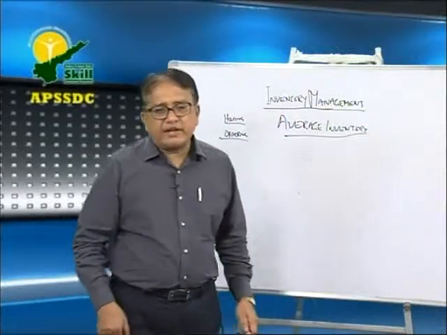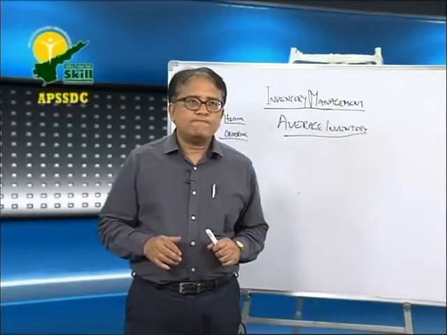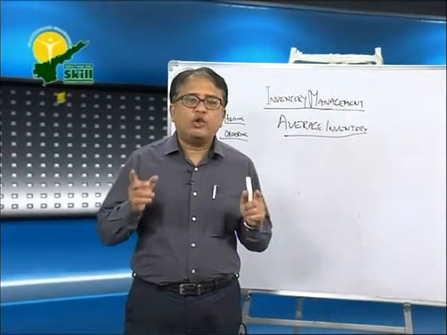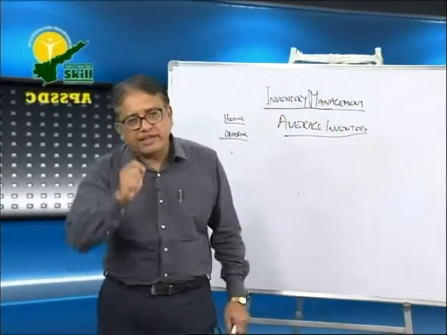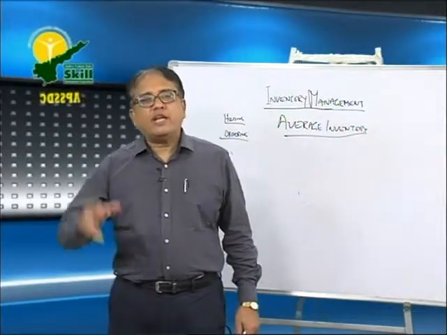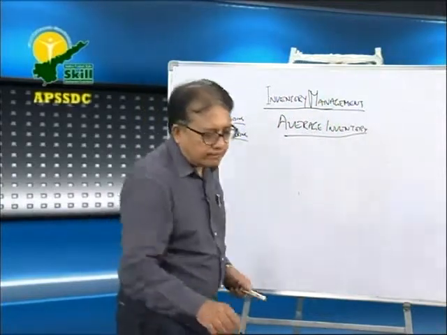And in the slide, you can see what carrying costs are involved. All costs that are involved: warehouse maintenance, plant maintenance, electricity, rent, insurance, obsolescence cost, freight cost, warehouse expense, everything put together forms the inventory holding cost or inventory carrying cost. That means to carry the inventory, to maintain the inventory in the warehouse, is called holding cost.